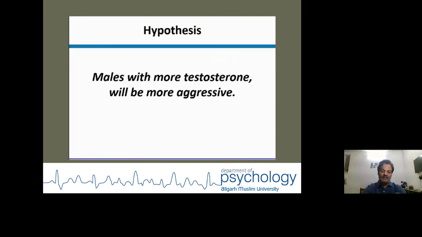Now moving ahead, I am trying to discuss one of the real-time case. First, we will frame the hypothesis. Males with more testosterone will be more aggressive. In this case, we have data set for two variables. Testosterone, it is steroid hormones in males, and aggressive behavior.